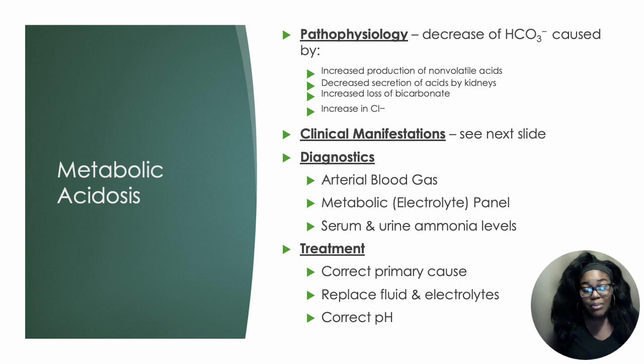So in order to tell if you have metabolic acidosis, you look at arterial blood gases. You can also look at a metabolic or electrolyte panel, and they have two different types, the basic metabolic panel and then the complete metabolic panel, and that's just a variance in different electrolytes that are featured on that particular panel. And then they'll look at serum ammonia levels and urine ammonia levels. When I say serum, that is laboratory values that are taken from the blood. So you can have urine ammonia, which is taken directly from urine, and then you can have serum, which is taken from your blood work. As far as your treatment, you want to treat the primary cause of metabolic acidosis. You want to replace fluids and electrolytes and ultimately help to correct that pH.